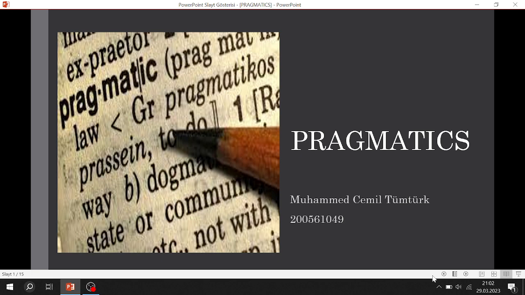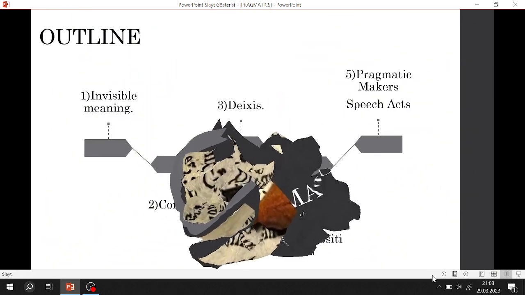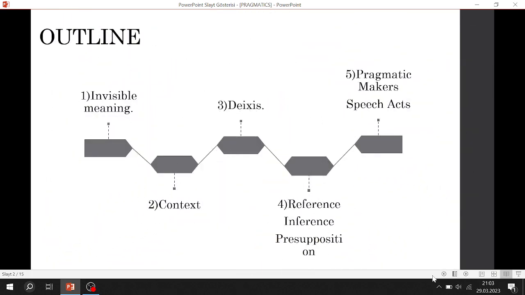Let's start. Last week, we have mentioned semantics. We focused on the relationship between words, but pragmatics is what speakers mean by their utterances. It focuses on language and users. They are really different. Let's move on with my outline. I will mention five of them.